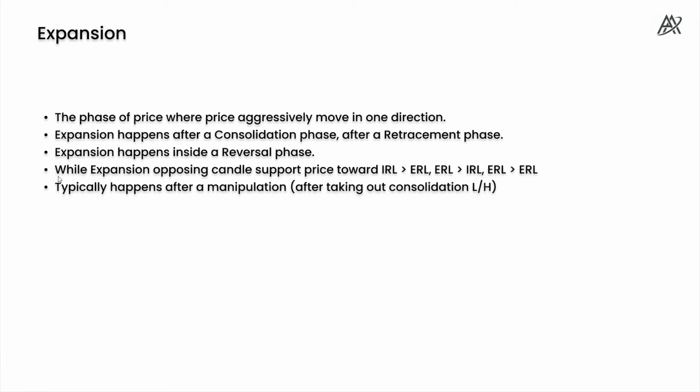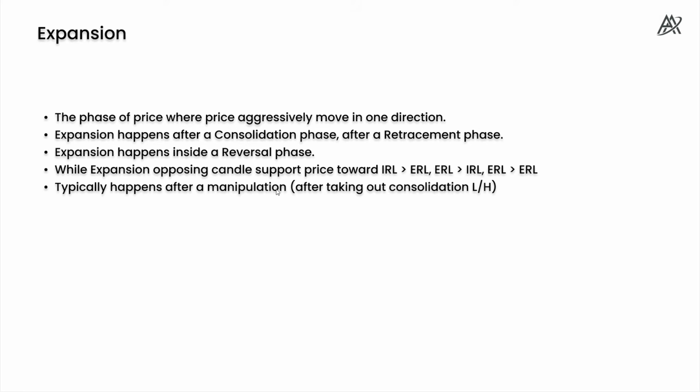Okay. While expanding, I want opposing candles to support price toward IRL to ERL, meaning from a fair value gap towards an external high or low; ERL to IRL, from an external low or high towards a fair value gap; and ERL to ERL, from an external low or high towards the external low or high, which is also known as order pairing ranges. Maybe you guys are familiar with that.